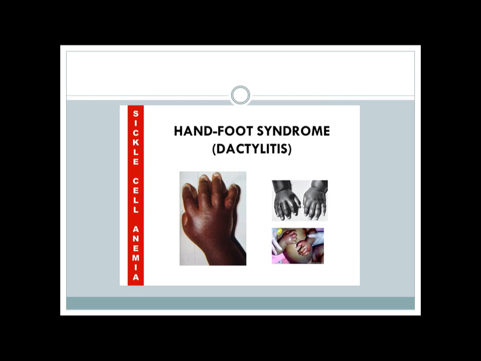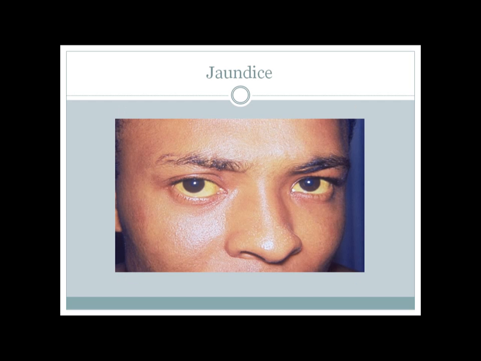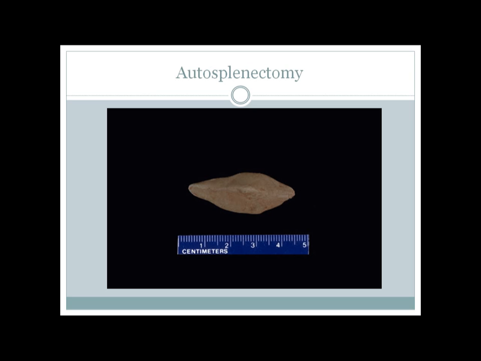So spleen is the dumping ground for RBCs, and whenever the RBCs are being dumped, they will release a lot of bilirubin, as you know, and sometimes this bilirubin may not be handled well by the liver, leading to unconjugated hyperbilirubinemia, or you can call it jaundice. So jaundice can also be present in a patient with sickle cell anemia like this. In this patient, you can see jaundice. But here is another thing that you can see, autosplenectomy.